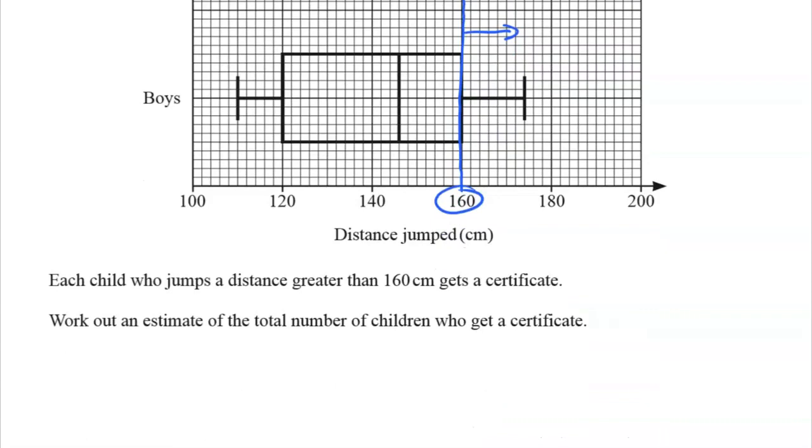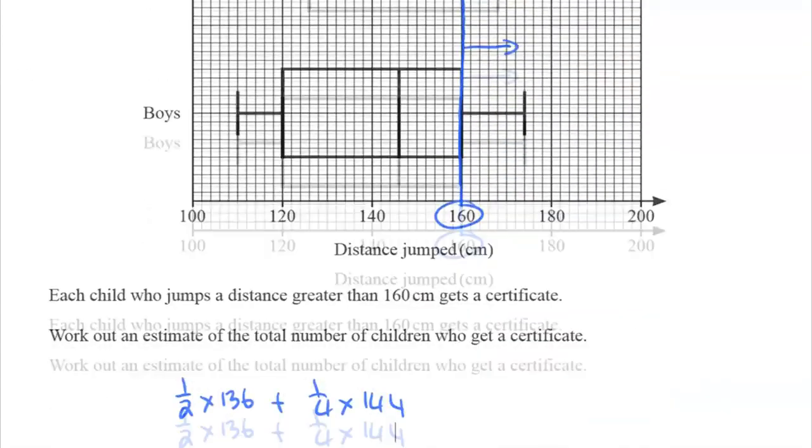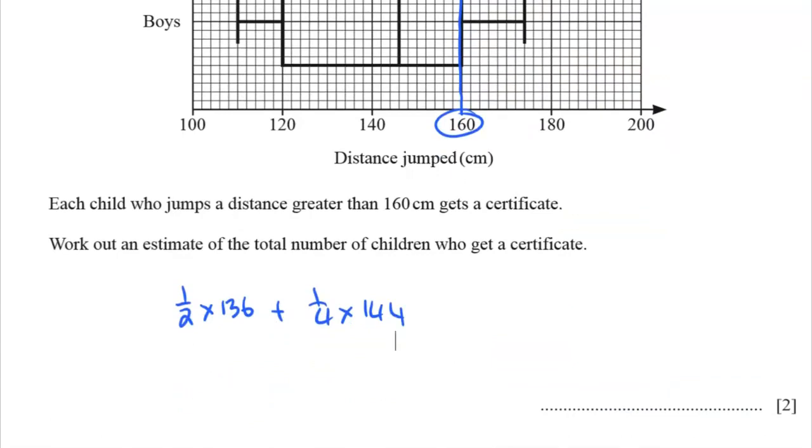136. A half of 136 plus a quarter of 144. It's 144, right? Let's just check. Yes, and that should possibly be our estimate. Grab a calculator. We punch it in, and we will get 104. All right, so that's good. That's our estimate. 104 people, little people, are going to get a certificate.